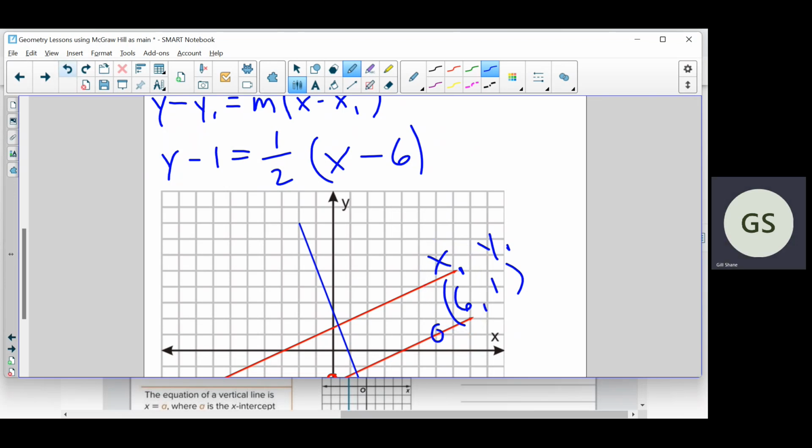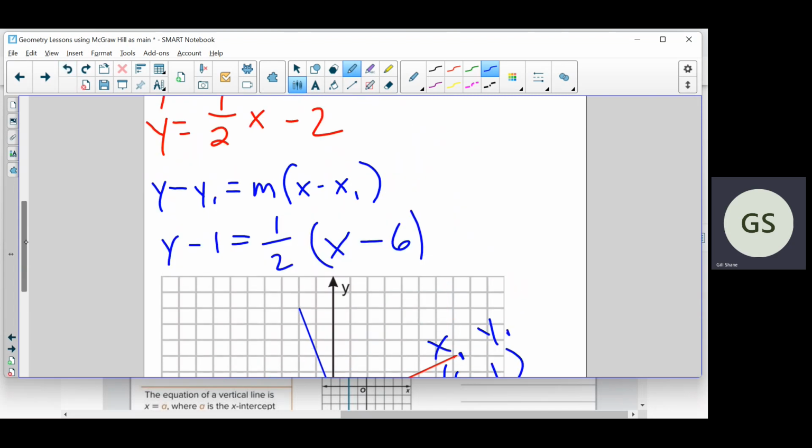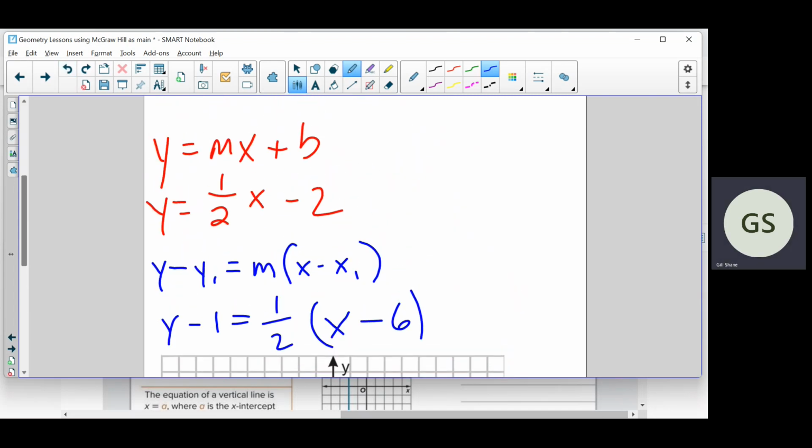Now, here's why I wanted to keep all that on screen. You will see if I were to multiply out this equation, I'll wind up getting the same exact equation as right there. So you'll see they're the same. So I'm going to do that. So y subtract 1 equals 1/2 times x is 1/2 x. 1/2 times -6 is subtract 3.